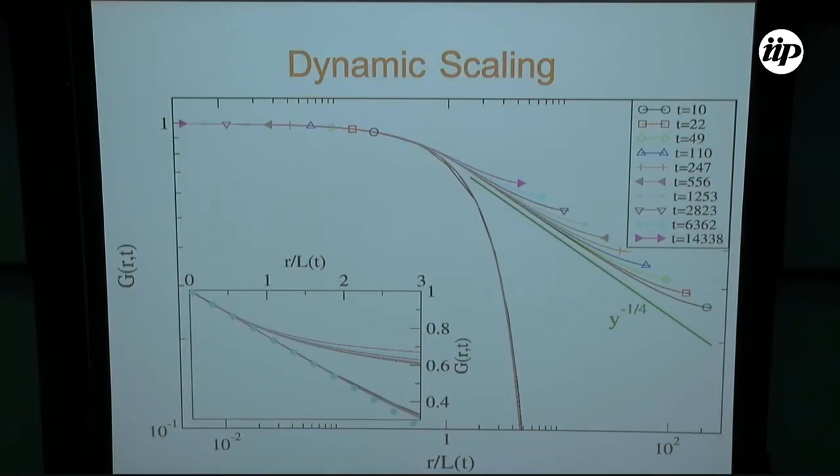So this is a simulation. You see this correlation function I was talking about, plotted against r over L(t), and you have to look at this lower bunch of curves. You see that this is measured during coarsening at very different times, and you see that you get a very good collapse. So this is dynamical scaling.